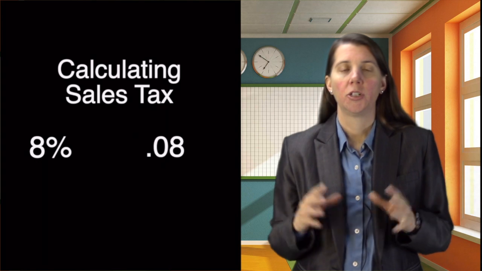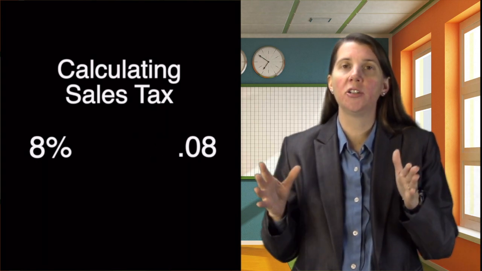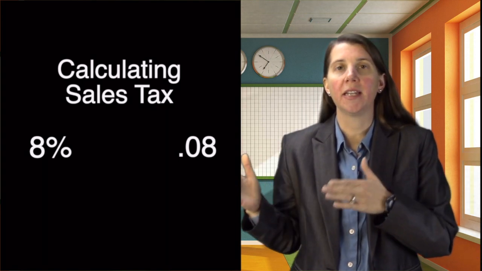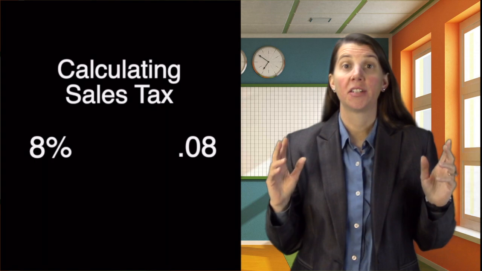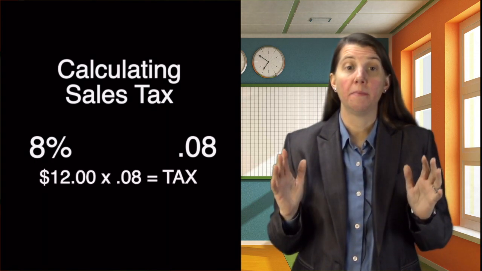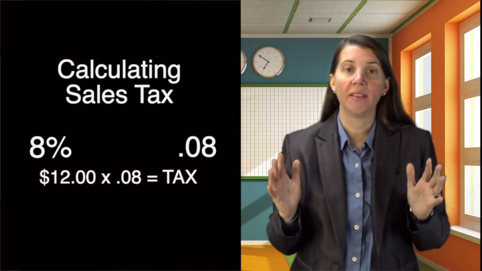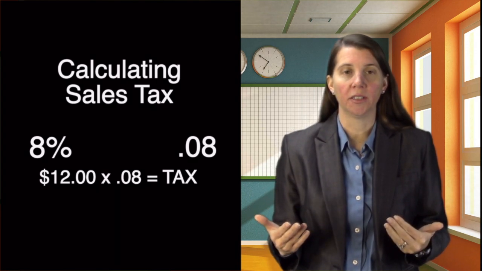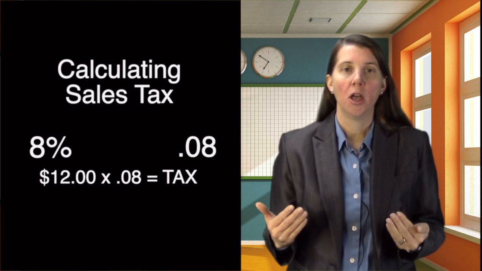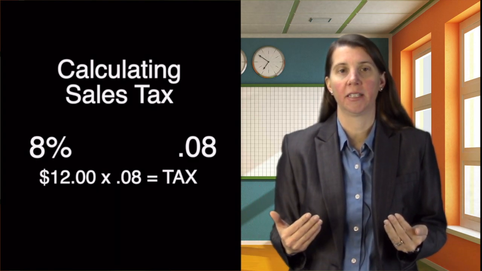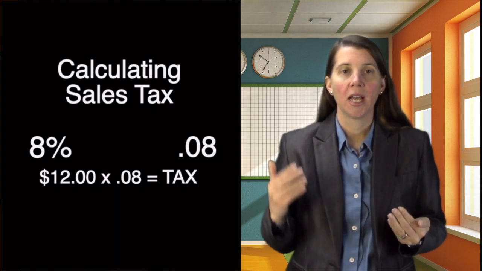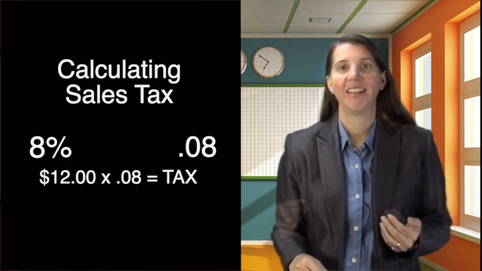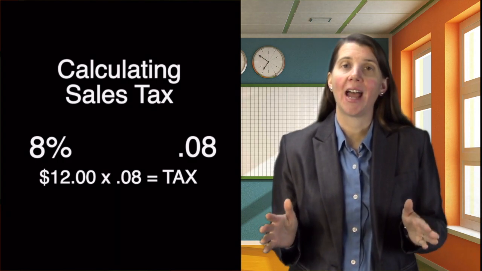Step 2. Turn the sales tax percentage into a decimal. A sales tax of 8% would be 0.08 in decimal form. Step 3. Multiply the amount of the item you're buying by the sales tax. If you were buying a book that cost $12 and the sales tax is 8%, you would use this problem to calculate the sales tax. $12 times 0.08 equals the amount of sales tax to be paid. In this example, it would be 96 cents.